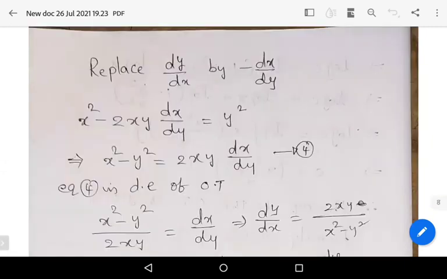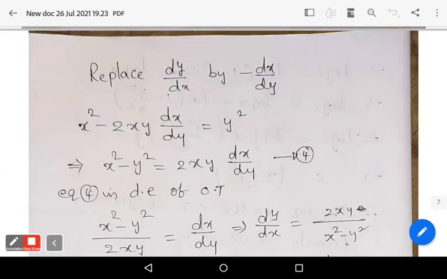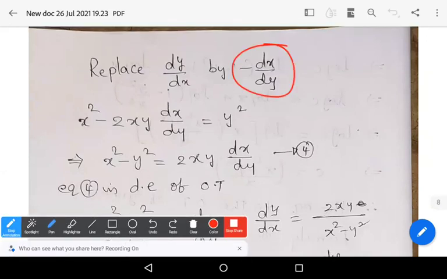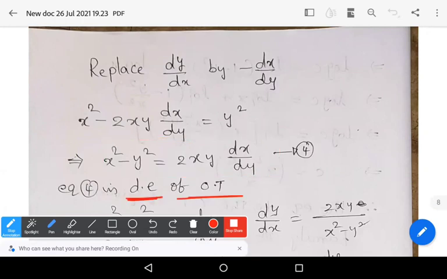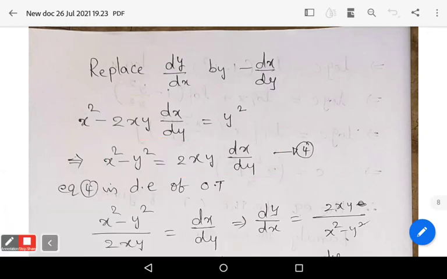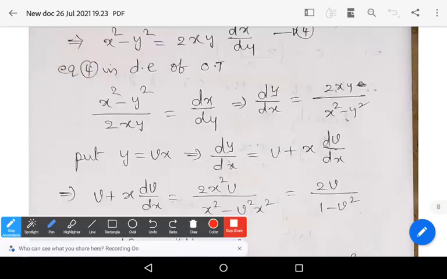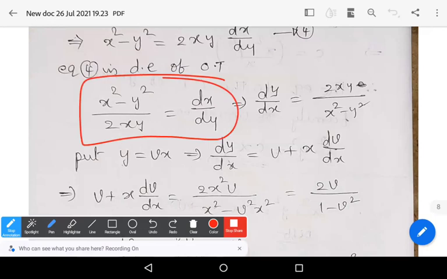Replace dy by dx by minus dx by dy. You get this equation, and simplifying, you get x square minus y square equals 2xy dx by dy. This is equation 4, the differential equation of orthogonal trajectories. It can be written as x square minus y square divided by 2xy equals dy by dx. Write the reciprocal.